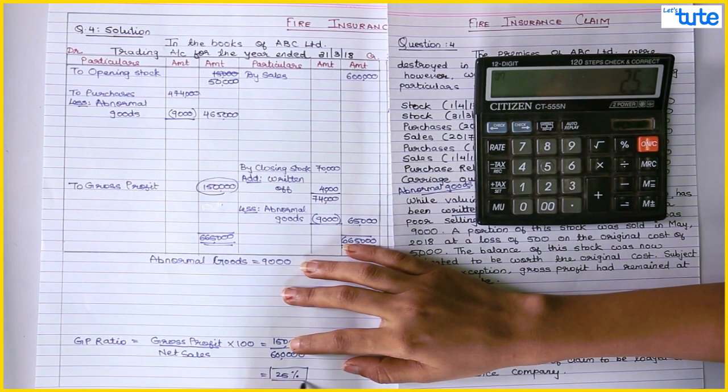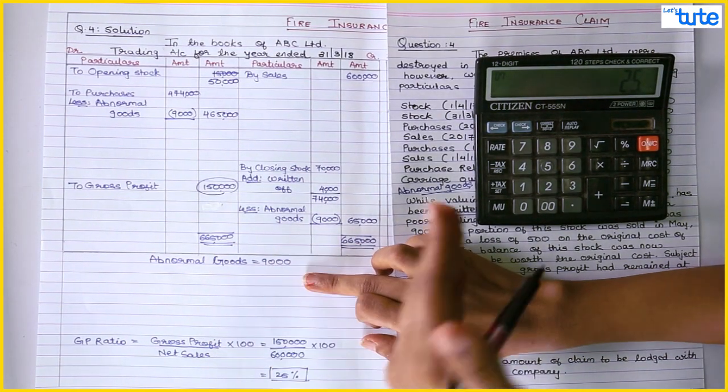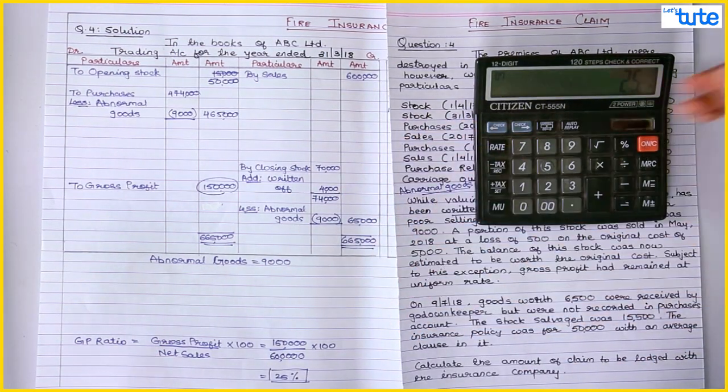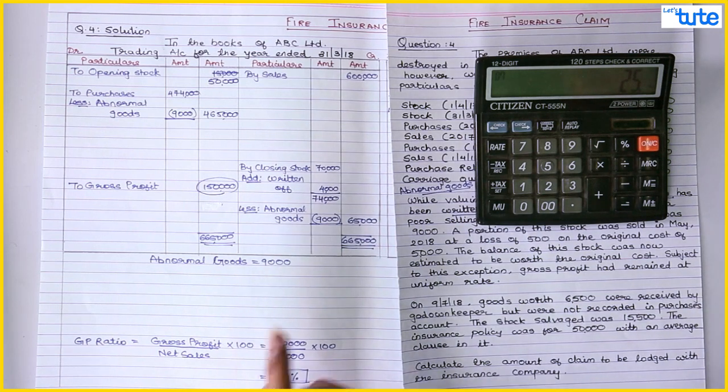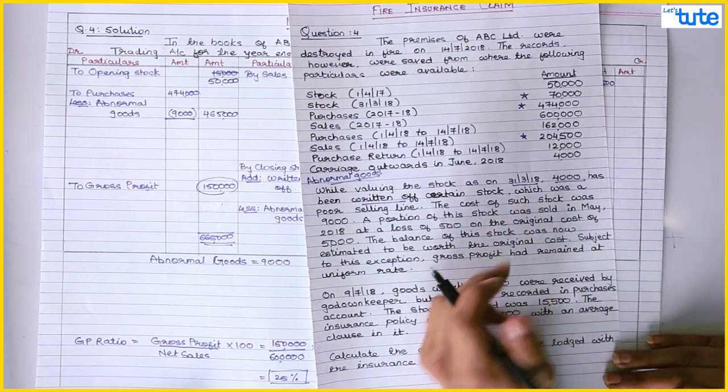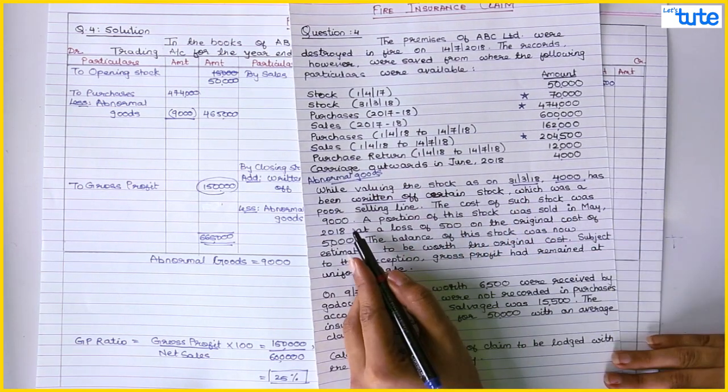So except for these goods which are going to be sold at loss, these goods which were written off, we added back those goods. The rest of the goods are going to earn you 25% of gross profit. So that is your uniform GP ratio. Now we'll treat the current year. Now what has happened to these goods in the current year? The cost of such stock was 9,000.